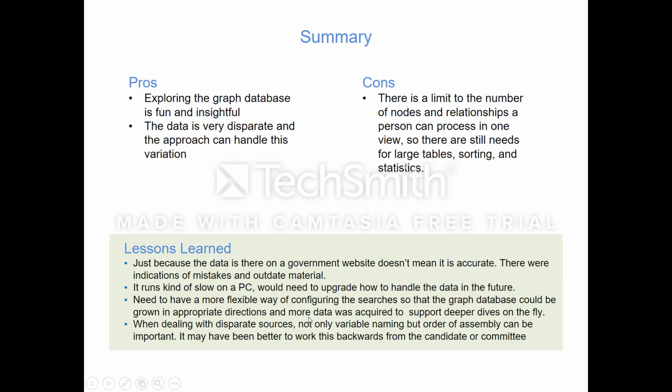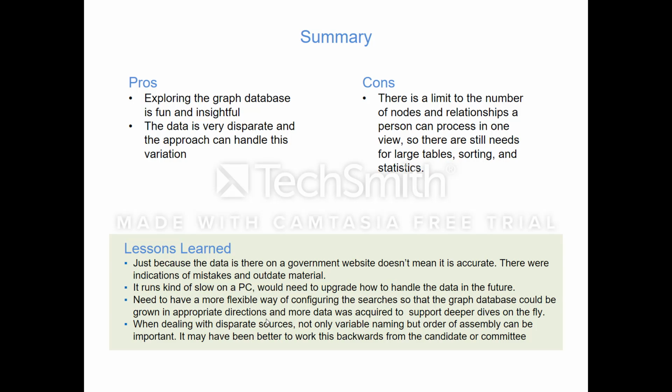We would need maybe a more flexible way of configuring the searches so that the database could grow in different directions. I had built it by selecting a set of donors and then building out the committees and candidates for those donors. But as you think up more questions to explore, it may be useful to go into other years, or other regions, or collect other sets of data. It will be too much to collect it all, but it may be nice to be able to collect data on the fly and update the graph.